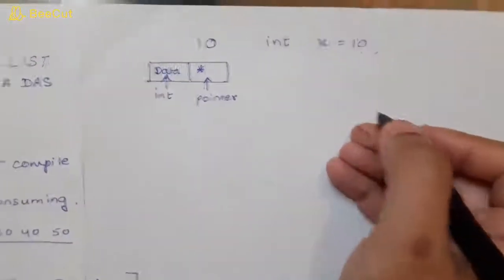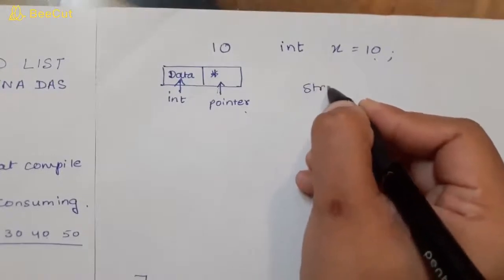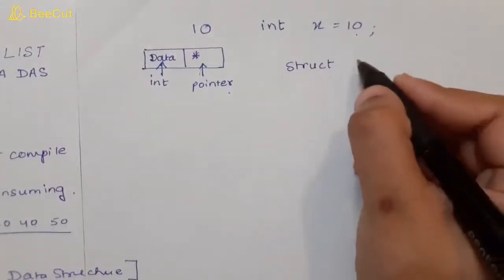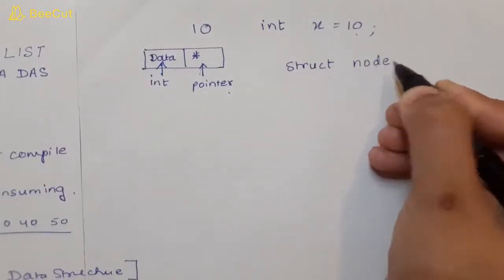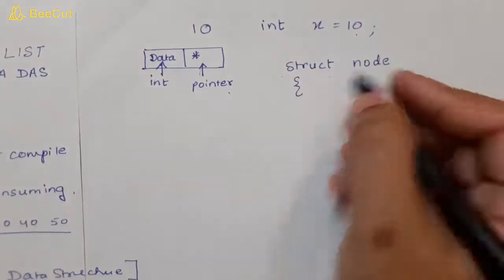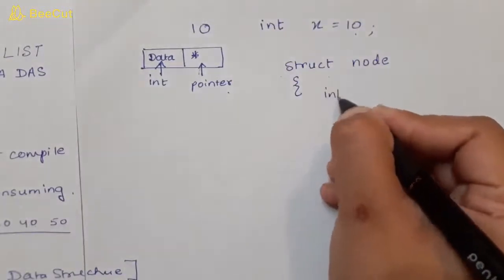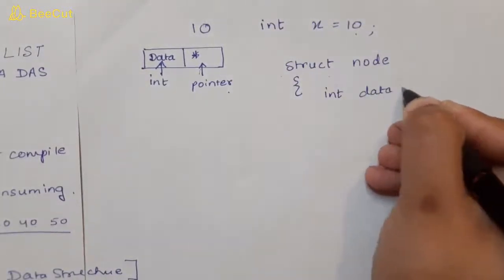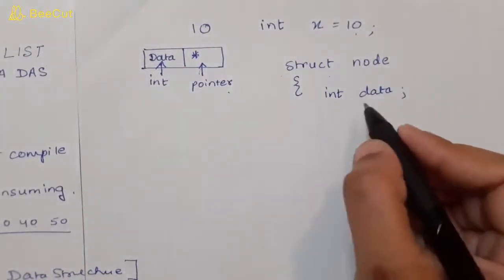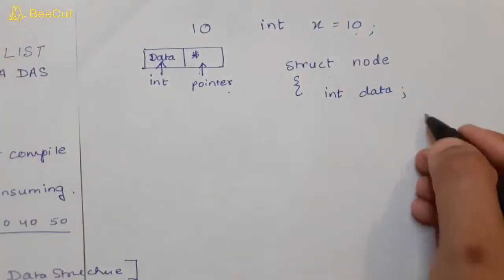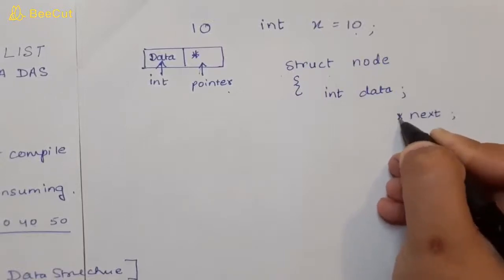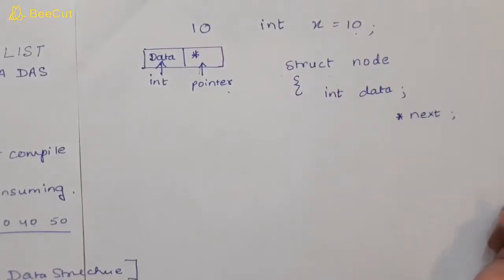Now how to create a structure for a node? To create a structure, we need to use the struct keyword. So I'll write struct, and I'll give it a name. As I'm going to use a node, I'll write node. I'll start writing the structure. The first field is an integer, so I'll write int data. The second field is the pointer field. Suppose I give the name to this field as next. Now this next is a pointer, so I'll place the pointer symbol along with next.